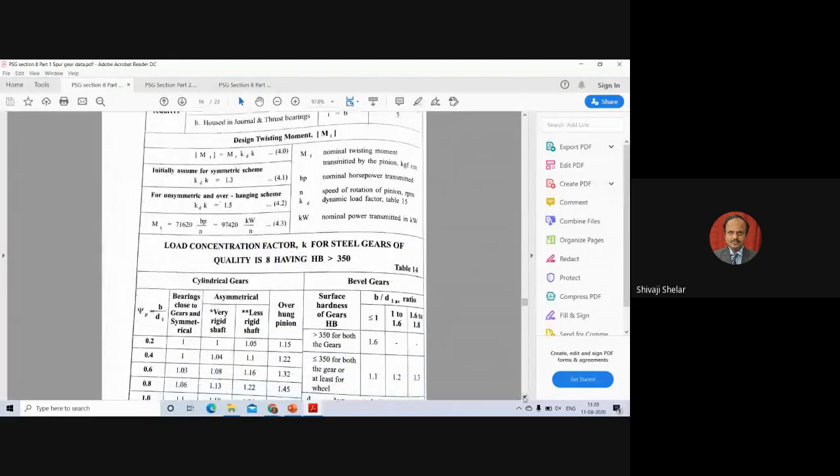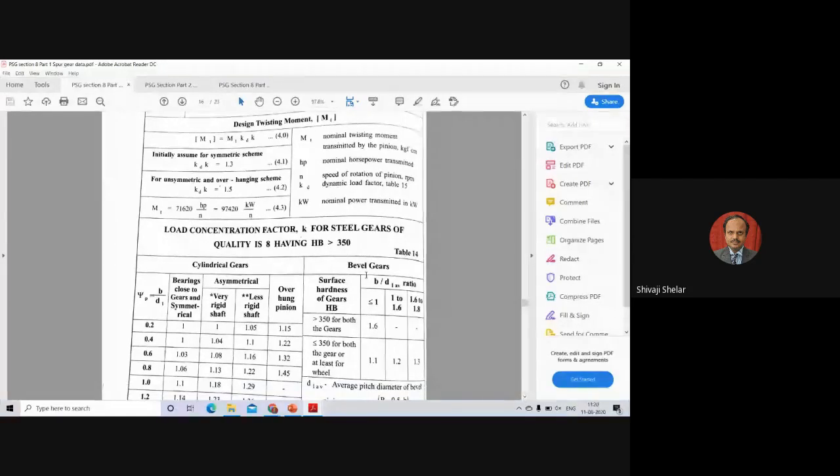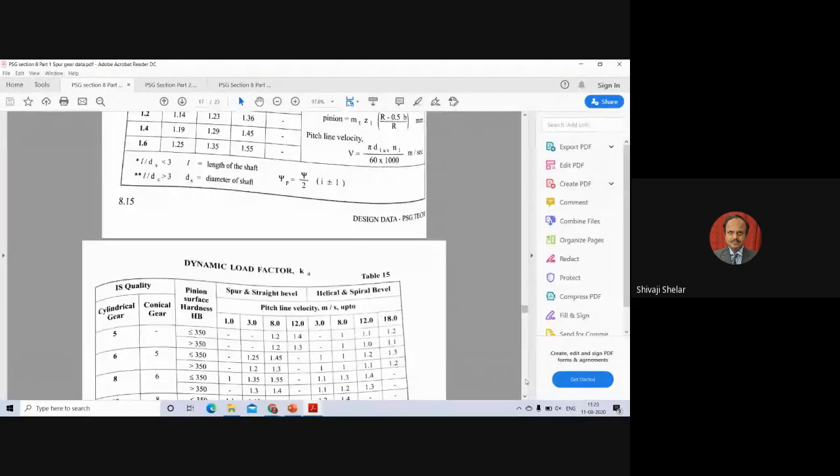Now we are considering bevel gear here, and we are considering the BHN value at this moment, whether we require the same value, because this is also part of the question: determine the surface hardness required for this problem. So we are assuming that we require hardness less than 350. So we are taking the K value for bevel gear with b by d ratio less than 1 as 1.1. So K we have taken 1.1 from table number 15. Similarly, the K_D value, if you go to this K_D value table.